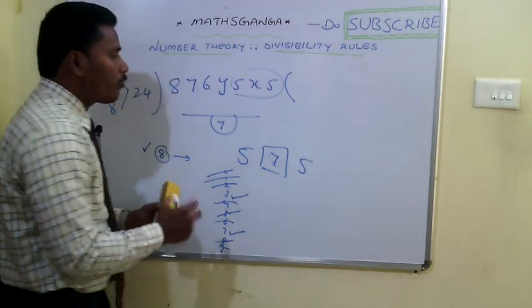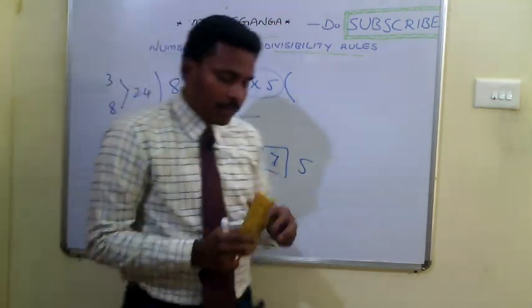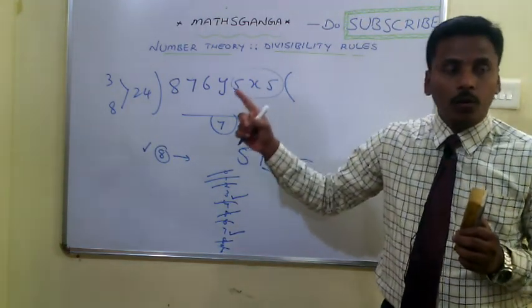We have two possibilities for X. How do we fix the value of X? Look once again. They mentioned that the given number leaves a remainder 7 when divided by 24.